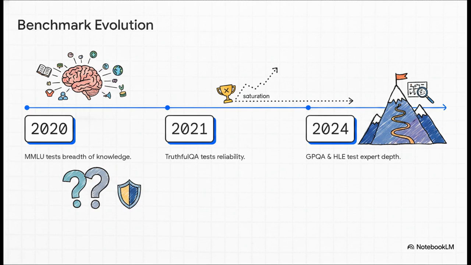But here is the wild part. AI evolved so incredibly fast that MMLU actually saturated. Models started hitting a 90% human baseline. The test literally became obsolete for distinguishing top-tier models. So flash forward to 2024, and researchers had to scramble to create much, much harder exams, like GPQA and HLE, which stands for Humanity's Last Exam, just to test expert-level depth.